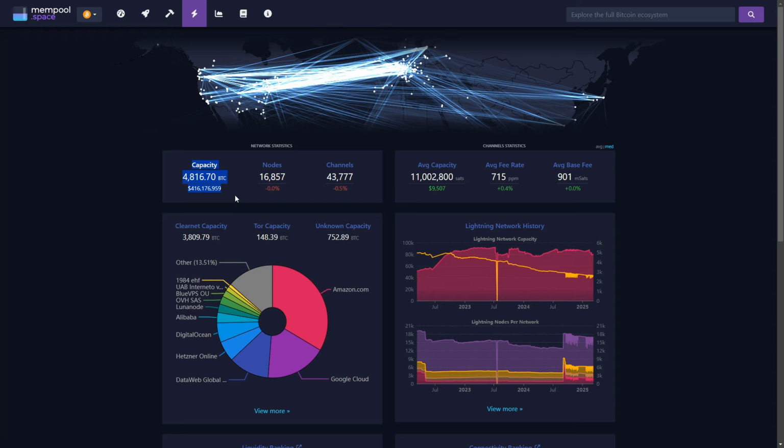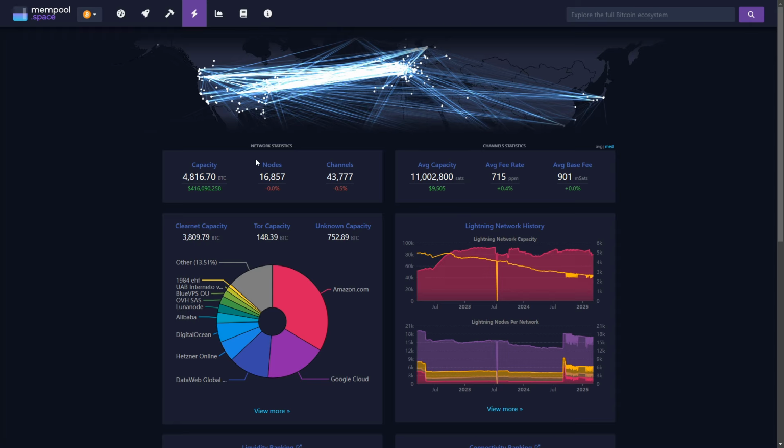So that's why the capacity is not very large, because 99% of transactions are probably below $100. And you don't need much Bitcoin on the network to handle all of those very small transactions.